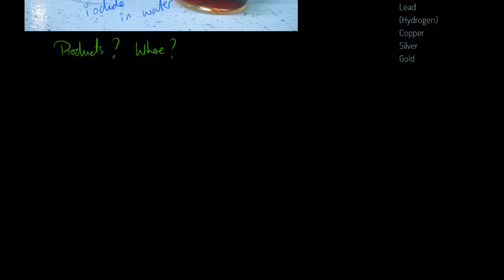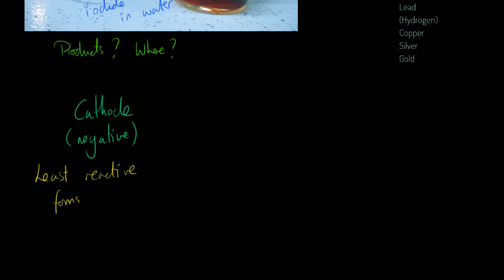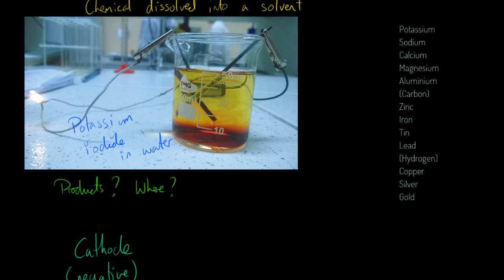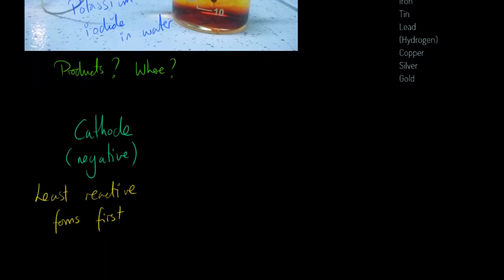So, number one, at the cathode, which if you remember is the negative electrode, whatever is least reactive goes first. So the least reactive forms first. So looking at this list here, whatever is in your solution, the least reactive thing will go first. Okay, that's relatively straightforward. Let's look at the anode, which if you remember is the positive electrode.